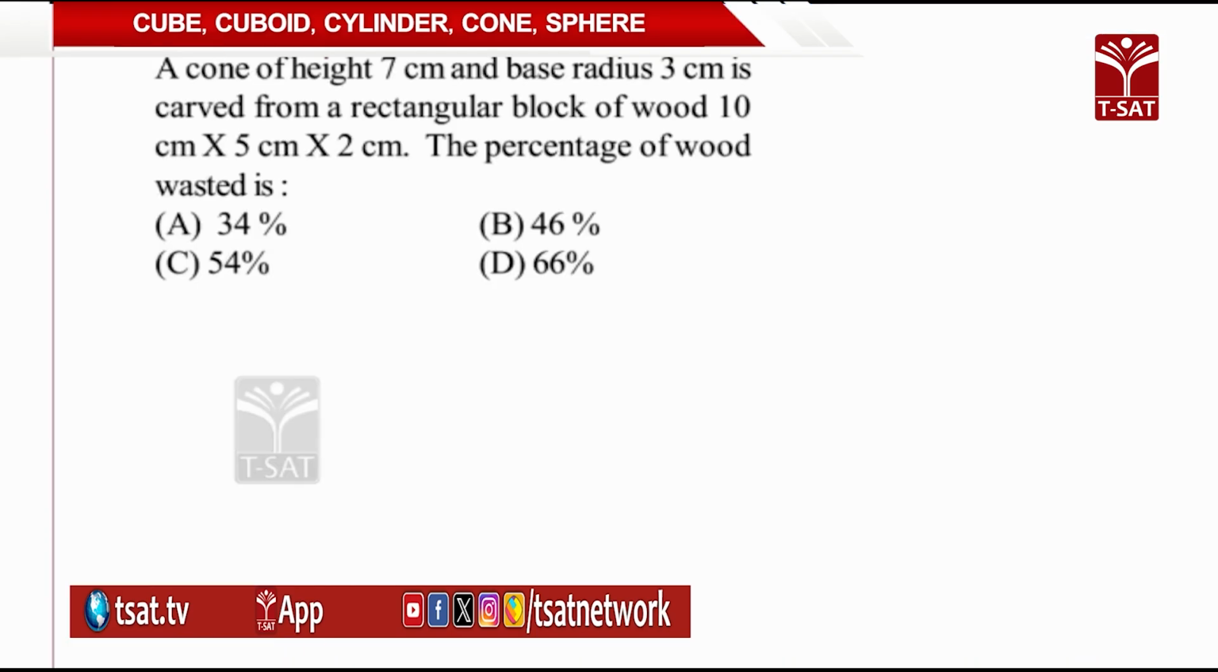We just need to find out first how much wood is used, the percentage of wood used. Volume of cone will take on the numerator, then volume of the cuboid, that rectangular block is nothing but cuboid, into 100.